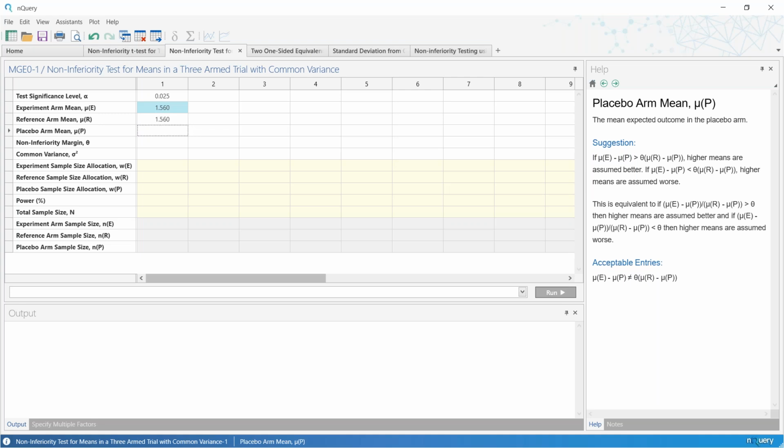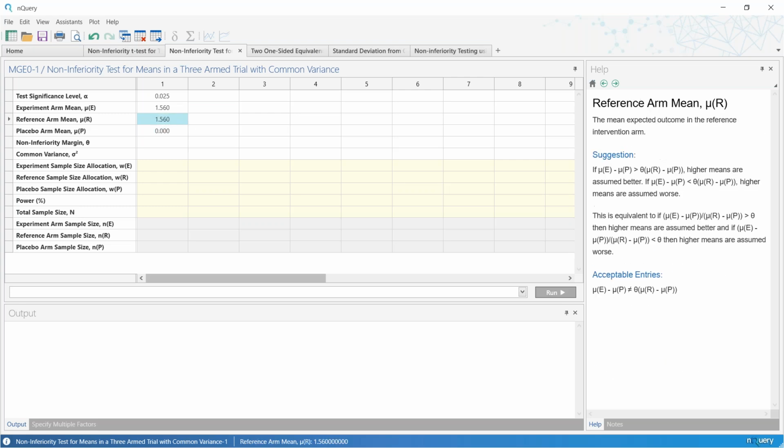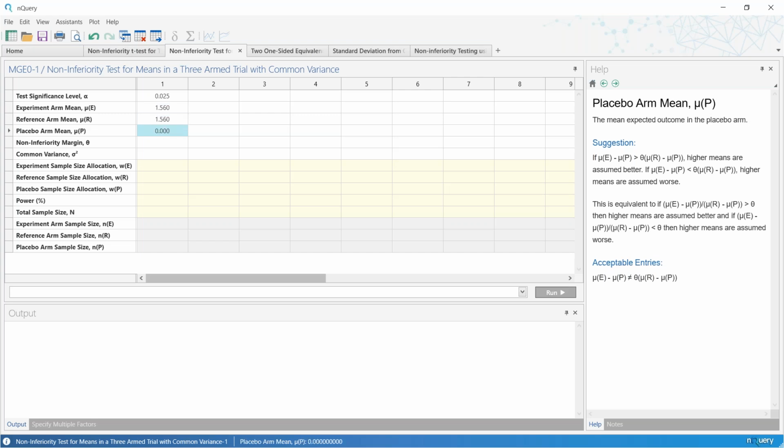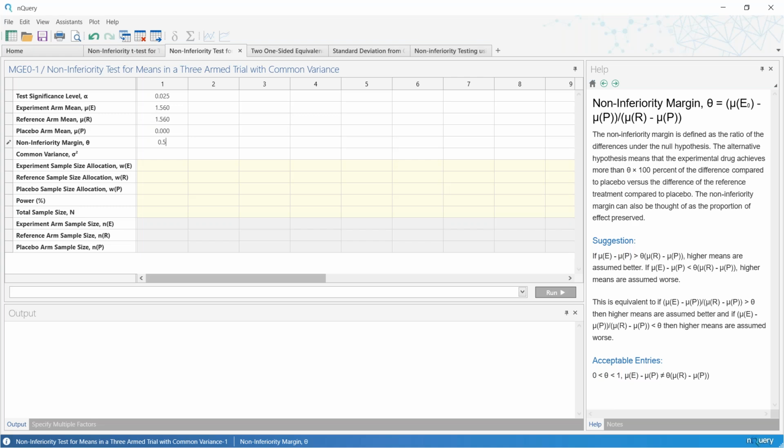Obviously, you could argue that using a normal approximation for a percentage is not the appropriate way to do it, but this is what the authors chose to do in this case. And as we mentioned, the placebo arm is equal to 0 because both of these effects are compared to placebo. These are basically placebo-adjusted effects. And then, as we mentioned, the non-inferiority margin is equal to 0.5.